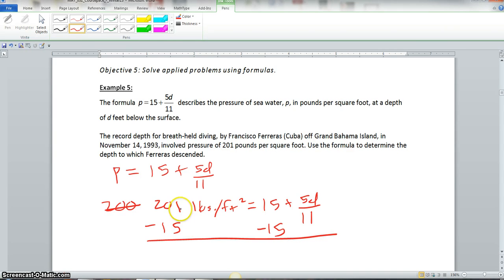Now we know we cannot subtract 5 from 1 and we cannot borrow from 0. So we'll take 1 from this 2 and the 0 will become 10. We'll take 1 away from this. This is 9, and this 1 becomes 11. 11 minus 5 is 6, and 9 minus 1 is 8. And this 86 is equal to 5d over 11.